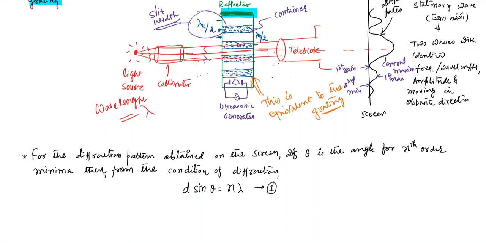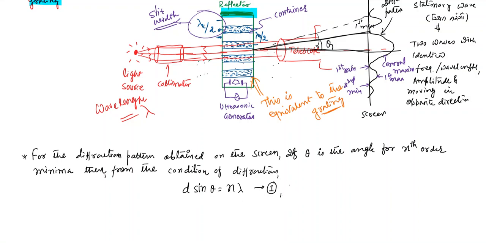Let me explain. Suppose this is the central line, then this is theta 1. Theta is the angle formed by the central line with the first minima. This is the first minima. Then for the second minima we take this angle. This is theta 2 for the second minima, and so on. So d sin theta equal to n lambda is the condition for diffraction.